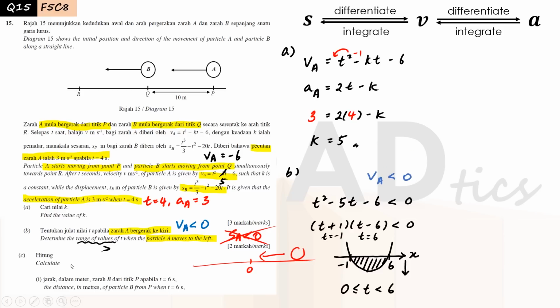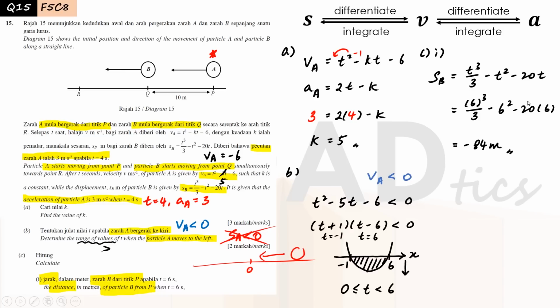And for part C, it says that we need to find out the distance of particle B from P when t equals 6 seconds. So we are finding the distance from P, which is here, to the location where particle B is at 6 seconds. To find that location, why not use the displacement equation for particle B and substitute t equals 6 to find the location. Once we substitute 6, we'll find it's negative 84.